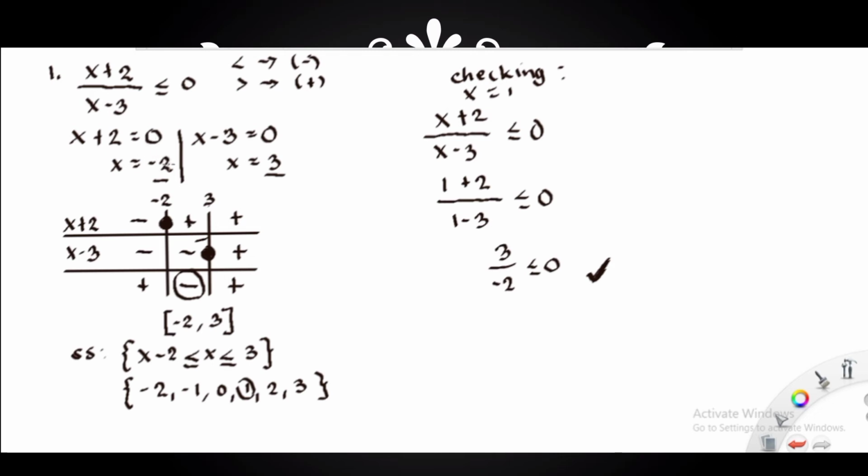Let us have now another example. What if we have x minus 10 all over x minus 5 is less than 0. So, how are we going to solve for this rational inequality? First is we have to take the numerator and the denominator. Those are x minus 10 and x minus 5.